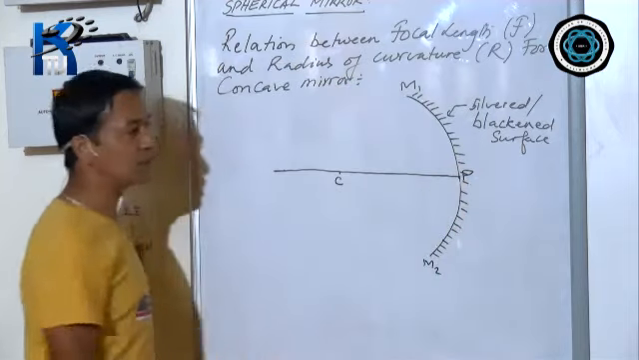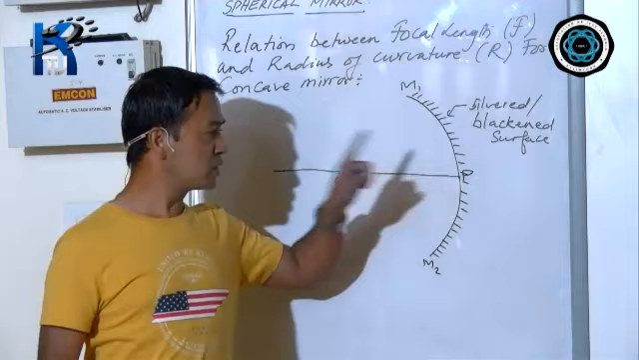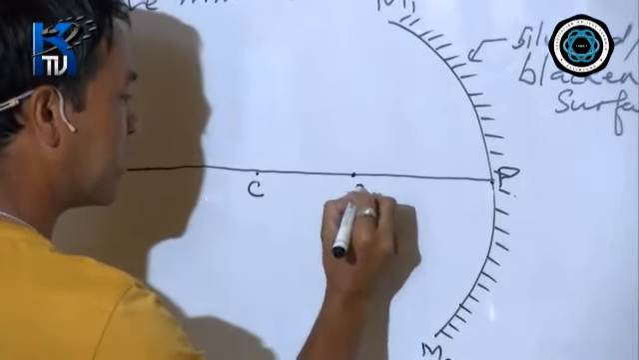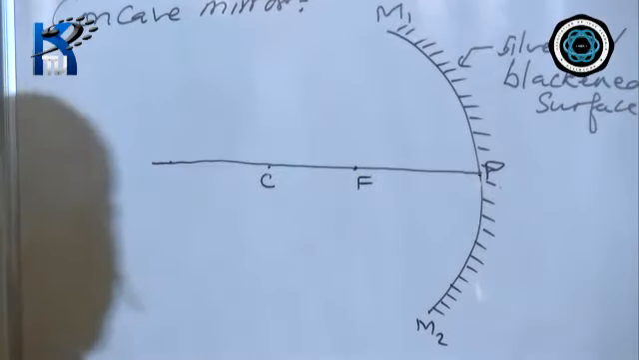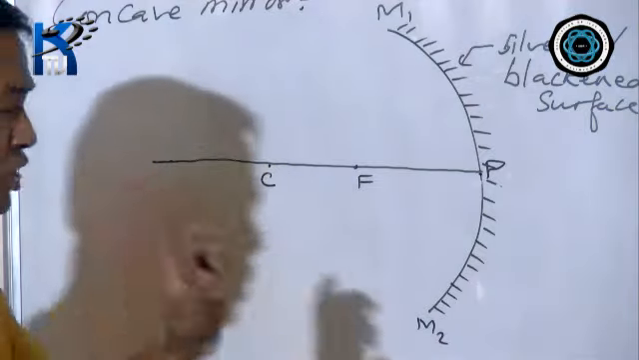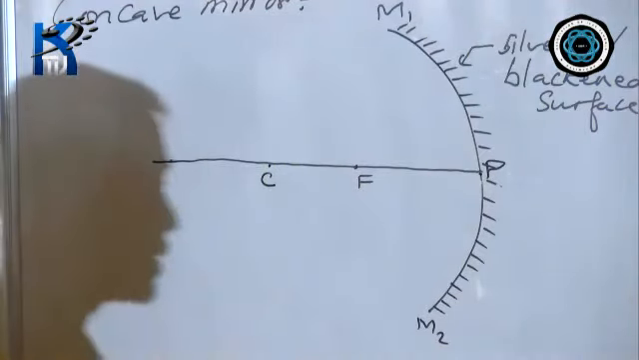This line is called the principal axis. Now, in between the center of curvature and the pole, there is a point that lies, and we take that point as F by the symbol, and this point is called the principal focus. Now, what is our main target? That means we need to derive the focal length and the radius of curvature.